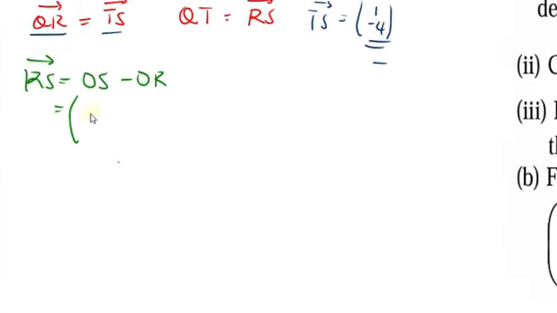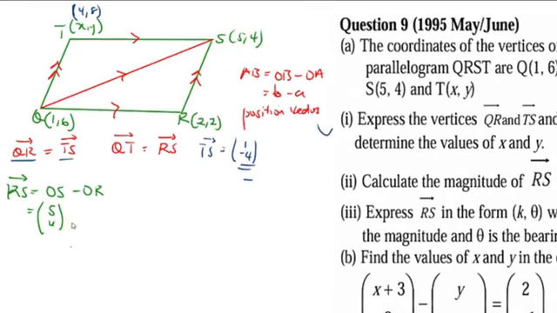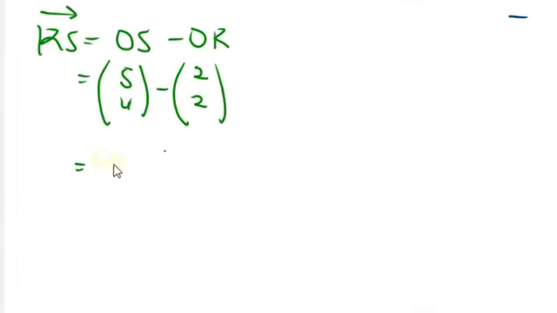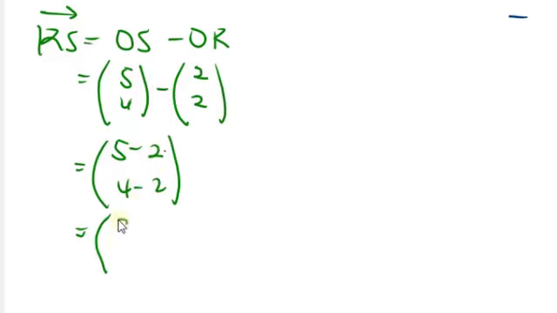So vector RS is equal to, we can express this as a position vector since we are given 2 points. So we can express this as OS minus, we are going backwards, OR. And what is vector OS? Vector OS is given as (5, 4) minus vector OR, which is given as (2, 2). So we operate on corresponding components. We'll do 5 minus 2 and then 4 minus 2. What is 5 minus 2? That will give us 3. And what is 4 minus 2? That will give us 2. So vector RS is equal to (3, 2).